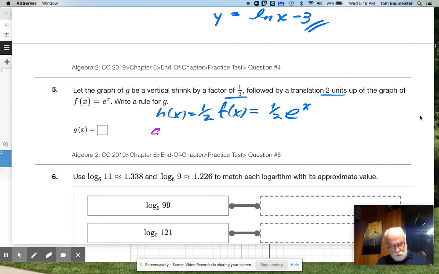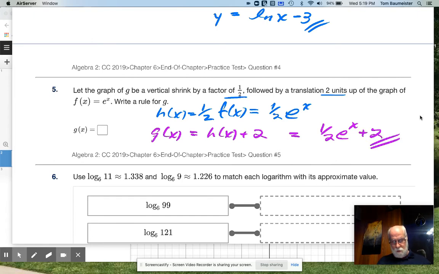Now g of x, since it's up and down, that is outside again, so I'm going to take h of x plus 2. Remember, that one carries the same sign. All right, and then I'm going to just have 1/2 e raised to the x power plus 2.